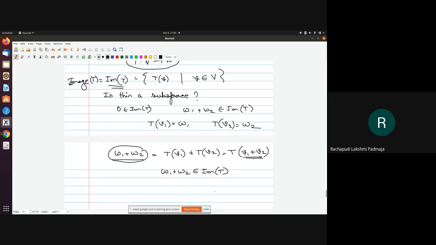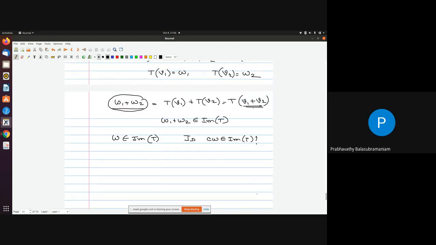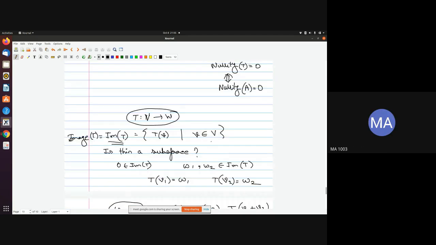Then tell me, suppose W is in the image. Is CW in the image? Yes. Suppose W is in the image, then there exists some V for which T(V) is W. Now what is CW? CW is C of T(V), which is T of CV. So this is the pre-image, right? So CW is inside the image. So the image is a subspace. That is the point I was trying to make.